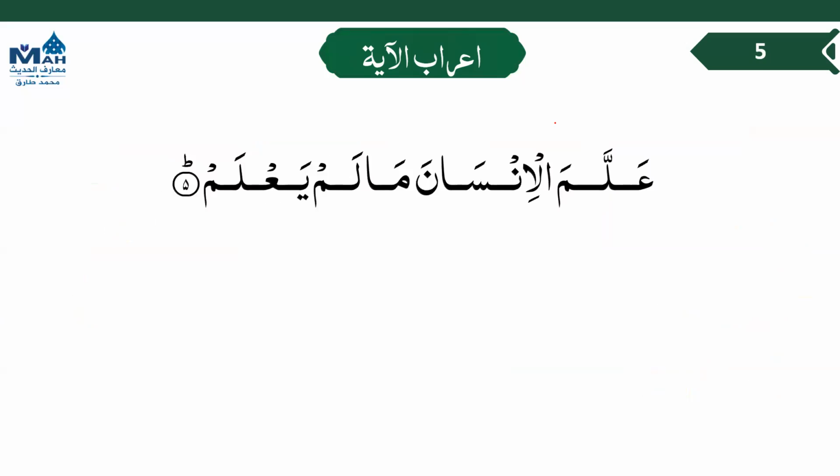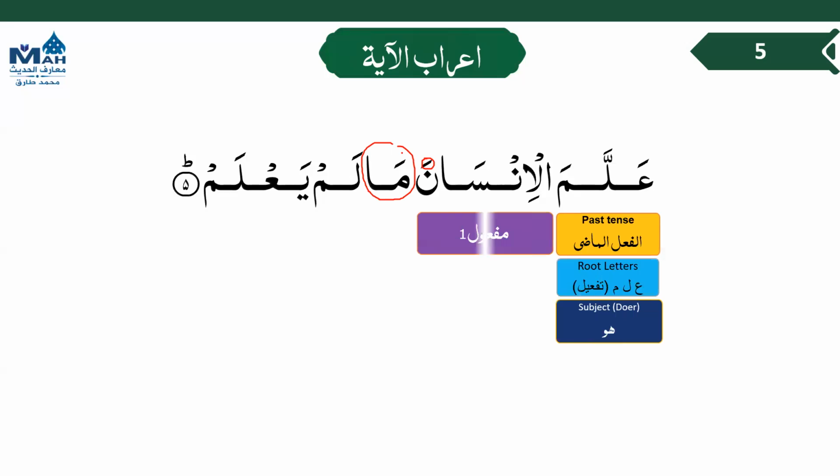Now, next ayah, allama al insana ma lam ya'lam. Can you tell me, Aisha, allama al insana, what is insana? Why is it mansoob? Because it's maf'ul. Okay. Ma lam ya'lam. What is the status of ma, Aisha? It's mawsul. Yes, it is ismul mawsool. Good. So what is the sila? Lam ya'lam.